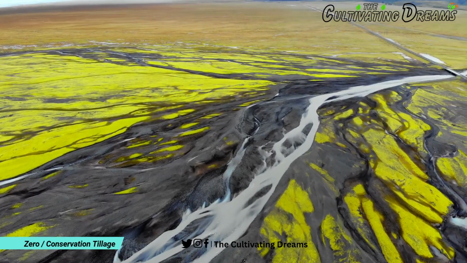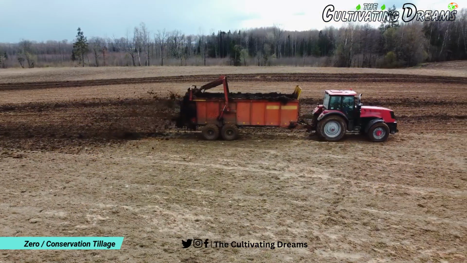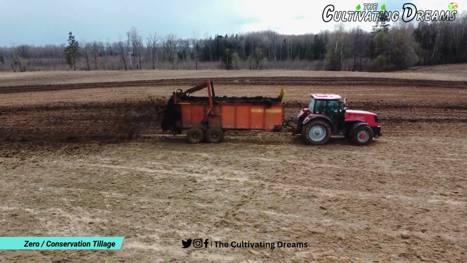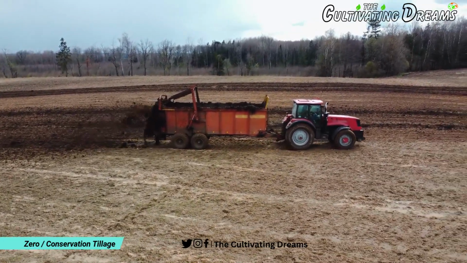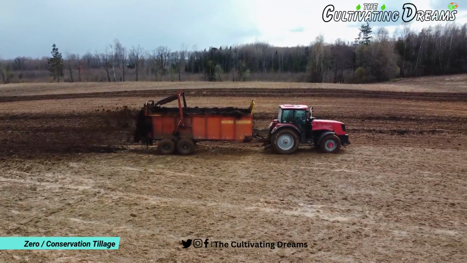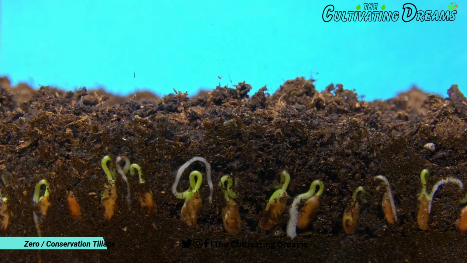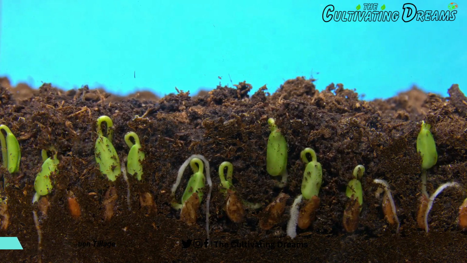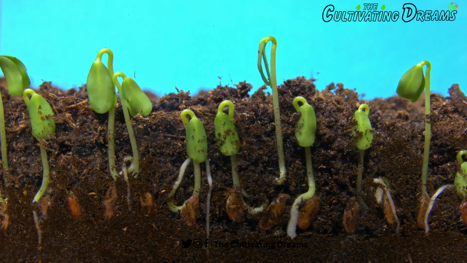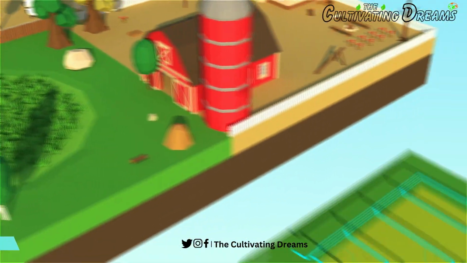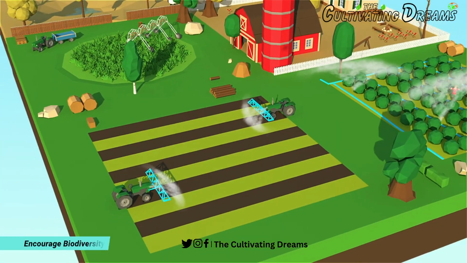With time, the soil structure flourishes, accumulating organic matter and becoming more fertile. Organic matter flourishes, enhancing soil quality. Well-structured soil allows crop roots to access water and nutrients more efficiently. The foundation of regenerative agriculture is biodiversity.